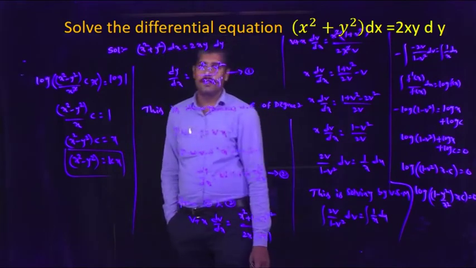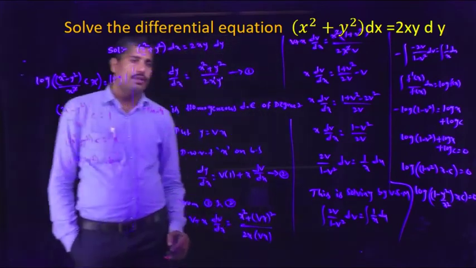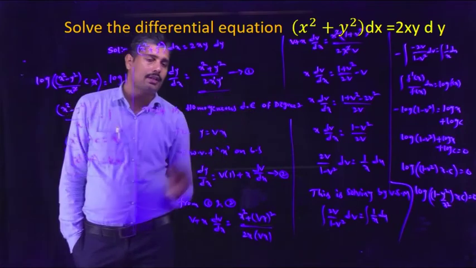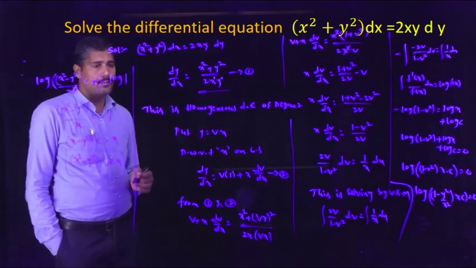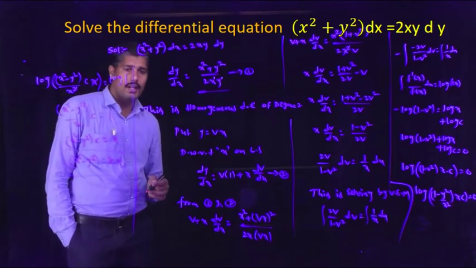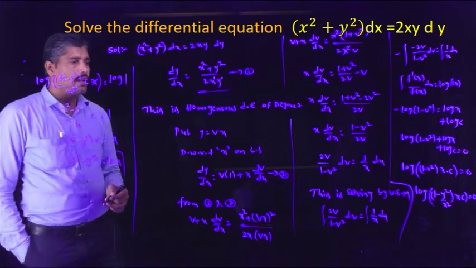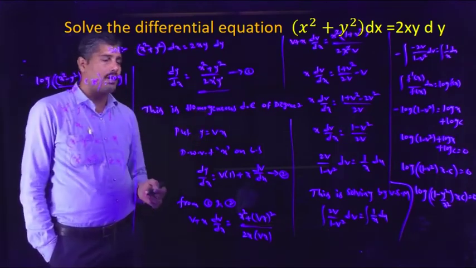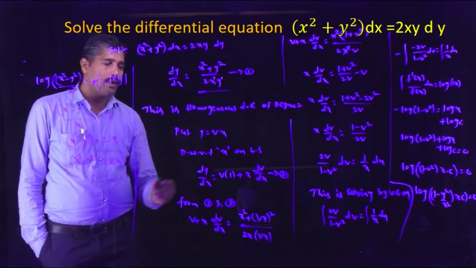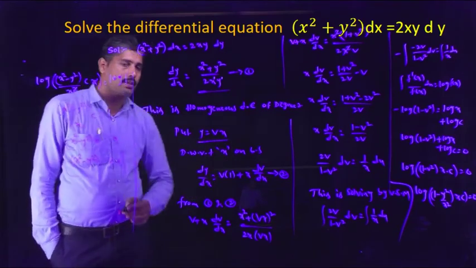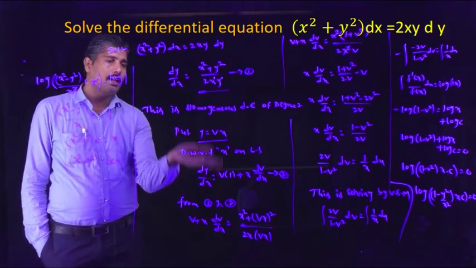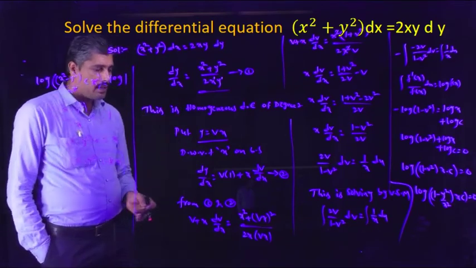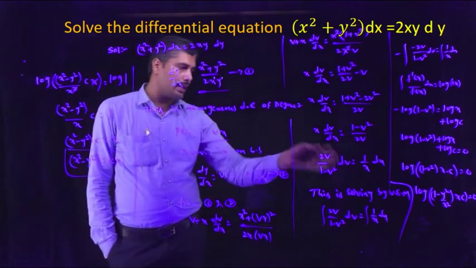See once again, first we check whether this is a homogeneous differential equation or not. In the numerator degree is 2, in the denominator also degree is 2. That's why this is a homogeneous differential equation of degree 2. That's why we put y equal to vx, take derivative with respect to x on both sides, then convert dy by dx in the form of v, then we get the solution like this.